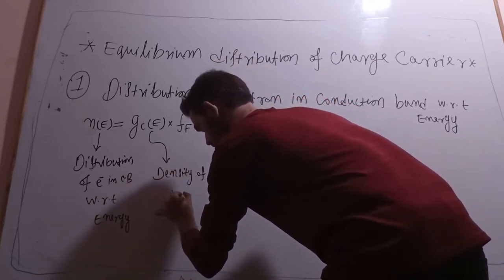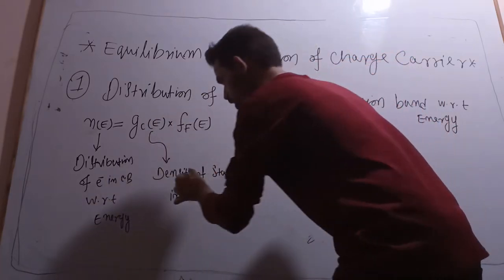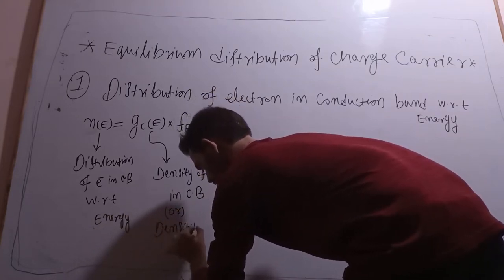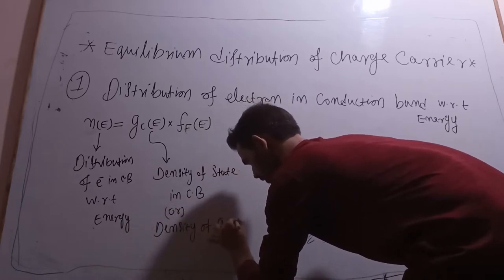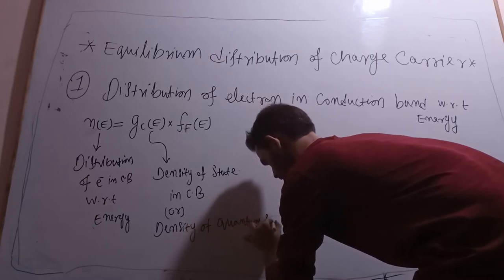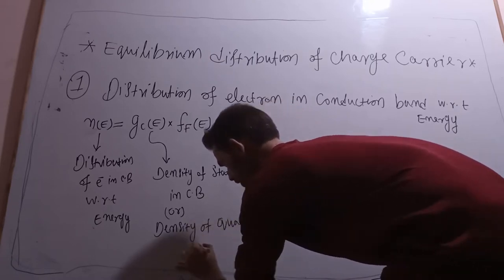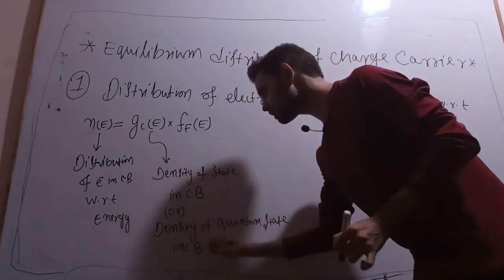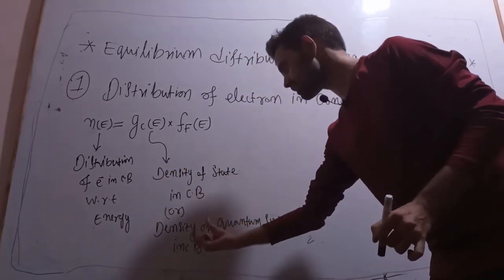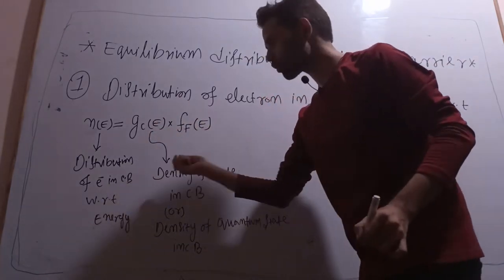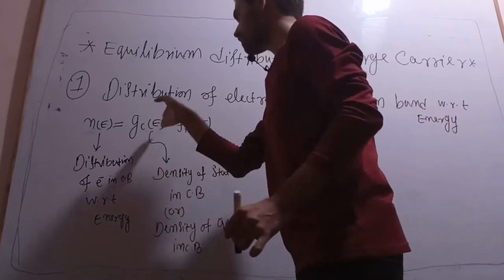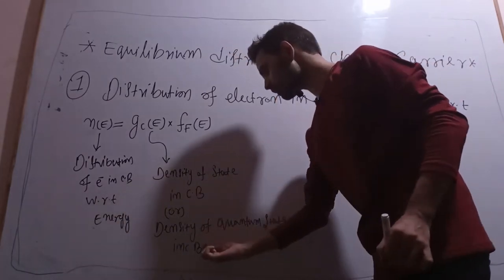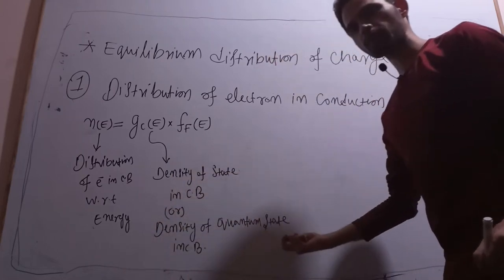Or you can say the density of quantum state in the conduction band, or the density of discrete energy state, where exactly the electron is sitting. This is actually the place for the electron. So these are discrete energy states, and that is why we also call it the density of quantum state in the conduction band.